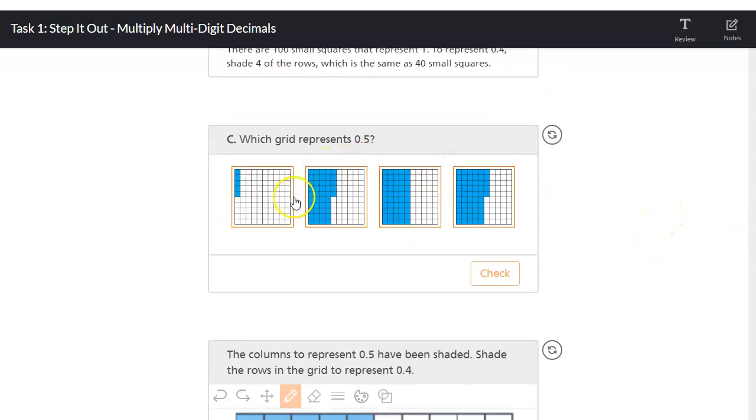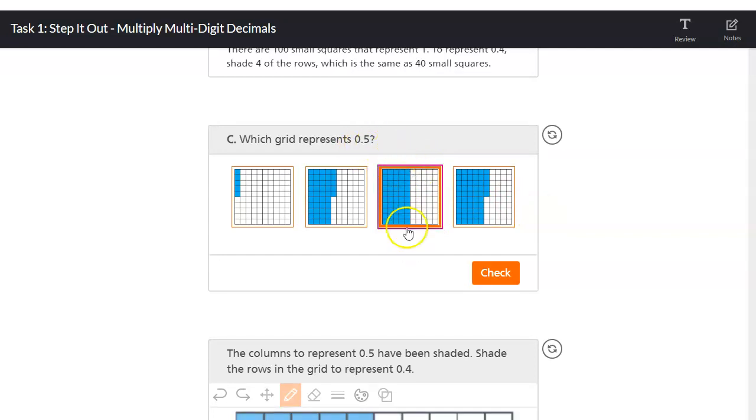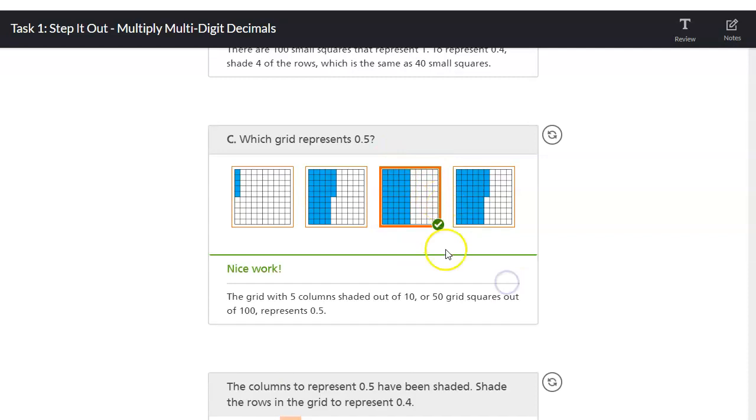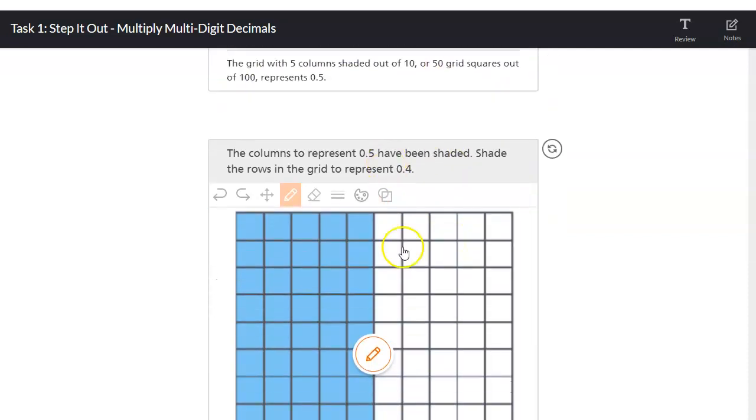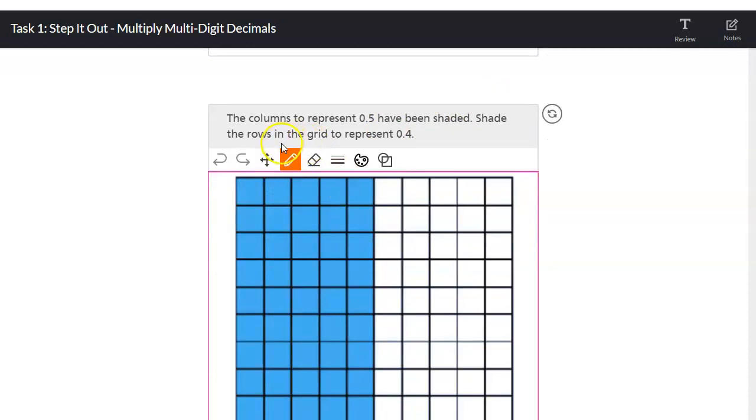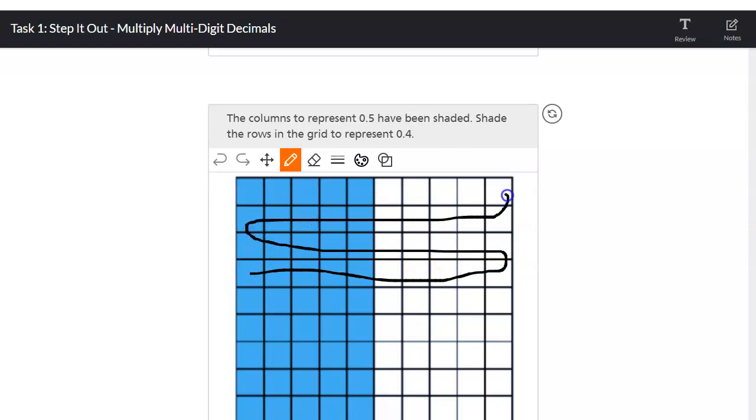And then they're asking you which grid represents 0.5. And it is this one because it's going up and down, 5 whole columns. And now we're going to shade the rows in the grid to represent 0.4. Remember for that we're going to shade going this way. So shaded, shaded, shaded, shaded. I did 1, 2, 3, 4.